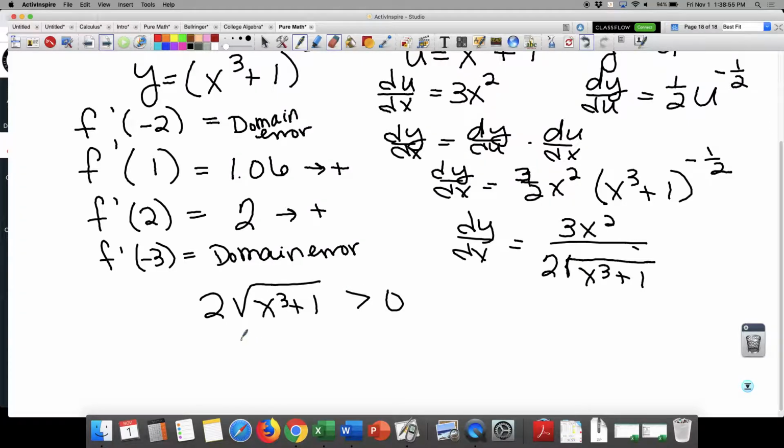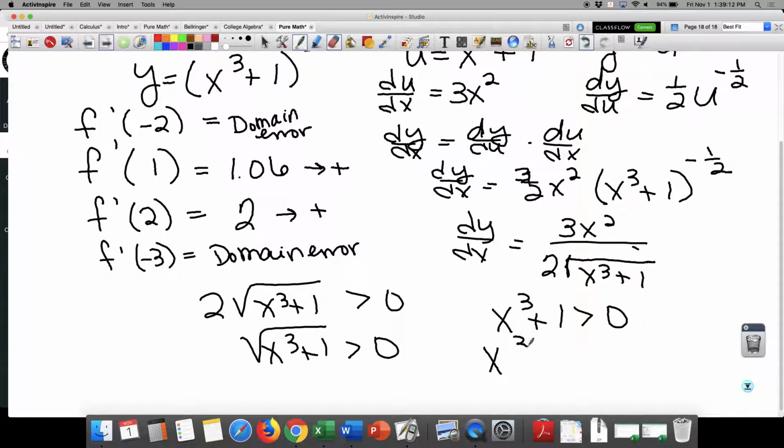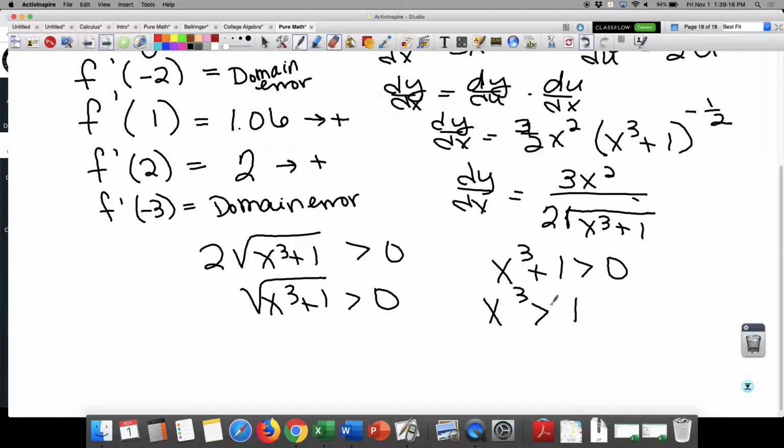So I'm going to divide by 2. Would y'all agree? Get 0. Square it. Get 0. I'm solving for x. Move 1 to the other side. Cube root. That makes a -1. What's the cube root of a -1? Did I just prove that? My domain. Did I just prove my domain?